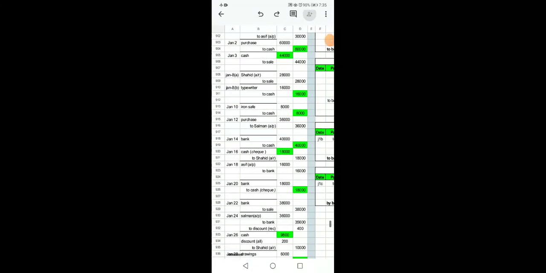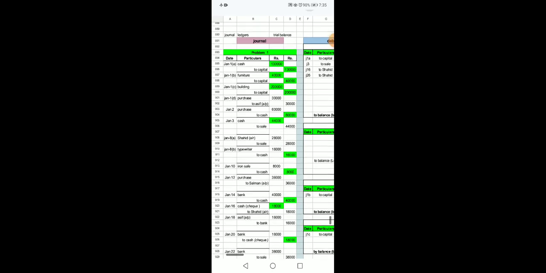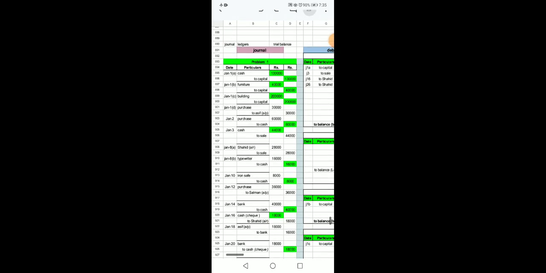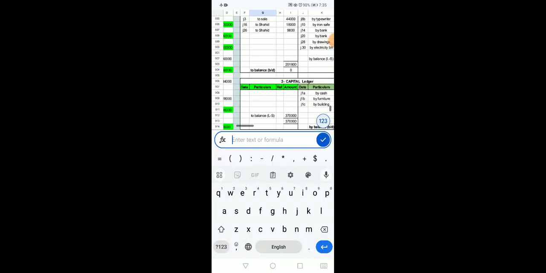Welcome back. We were doing problem number 1. Up till now, we have completed all journal entries which were present in our question. Those transactions were changed into journal entries. Secondly, we have started converting these journal entries into ledgers. Here you can see the cash ledger is completed, along with capital, furniture, and building.